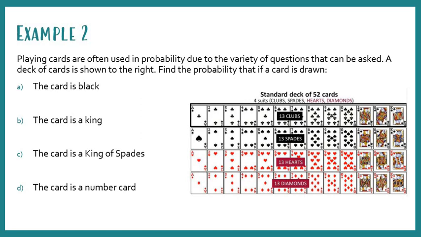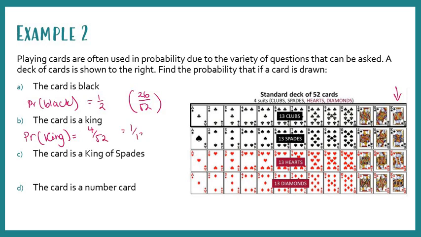Now, in a standard deck of cards, we've got 4 suits and 2 colours, and then we've got our number and our picture cards. So, in a deck of cards, the chance of a card being black, considering we've only got the 2 colours, is going to be 1/2, all right? But that would start out as 26 over 52. The probability that the card is a king, well, in a deck of cards, we have 4 kings, 1 of each suit. So it'd be 4 over 52, which would simplify down to 1 over 13.